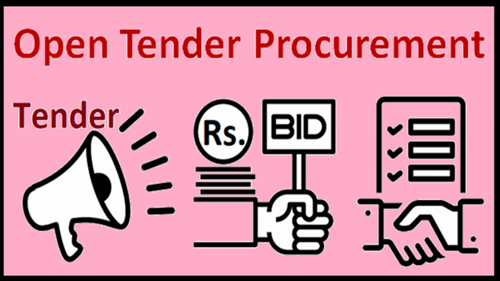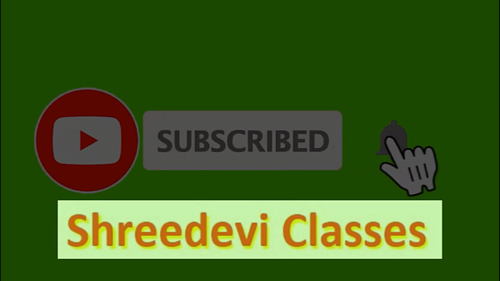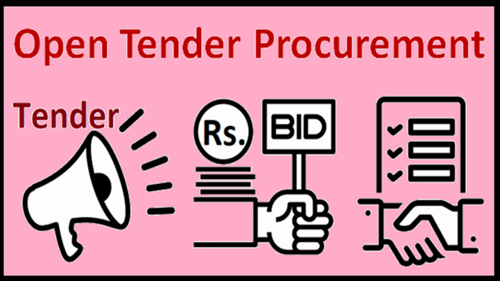Almost all public procurement entities and several organized private sector companies make their procurement through the open tender process only, and each engineer has to understand this procedure, as he has to work on both sides of open tender procurement, either at the purchase entity side or the supplier side. So let's start open tender procurement.